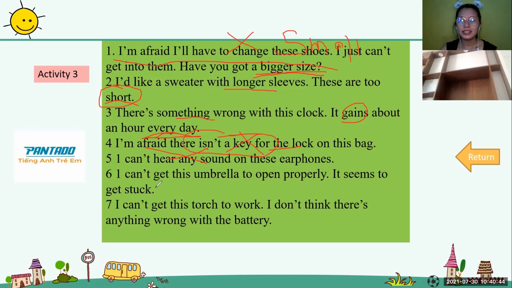Number six, "I can't get this umbrella to open properly. It seems to get stuck." So it seems to get stuck. That's it. And number seven, "I can't get this torch to work. I don't think there's anything wrong with the battery." So it is not working because there's something wrong with it. Oh, I hear those words on the audio. How about you, Ben? Do you hear those words?